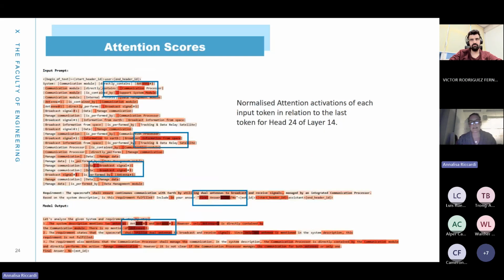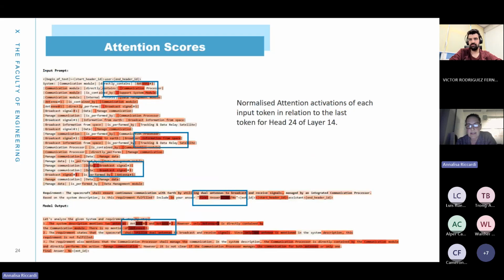And this is just some slides that show in practice why picking these specific heads and the specific layers is correct. If we look at the input prompt and the output of the model at the bottom, the requirement that we want to test asks if the spacecraft shall ensure continuous communication with the Earth by utilizing dual antenna to broadcast and receive signal, and so on.